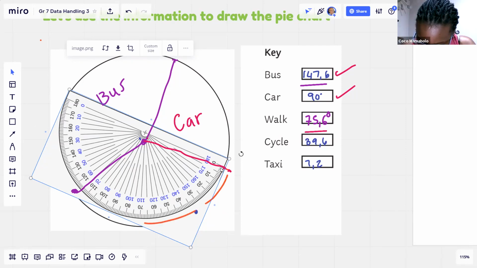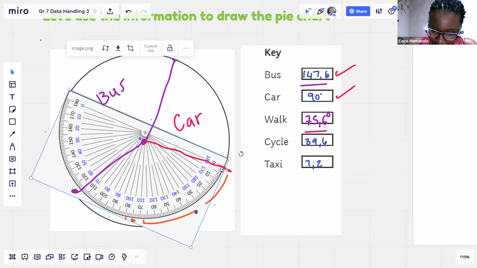And when I get to 70, I'm going to count. 75 is going to be in between 70 and 80, so it's going to be somewhere there. You get me there? So we're going to look for 75 and then a little bit more than 75, because it's 75.6 degrees. So we're going to look at 75.6.